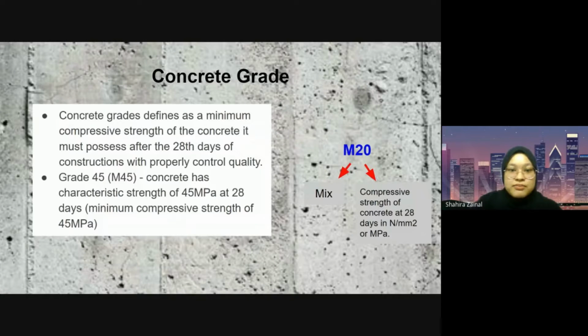The concrete grade. Concrete grade is defined as the minimum compressive strength of concrete it must possess after 28 days of construction. For example, concrete with grade 45, or we call M45, has a minimum compressive strength or characteristic strength of 45 MPa at 28 days. M stands for mix, while the number at the back stands for the compressive strength.